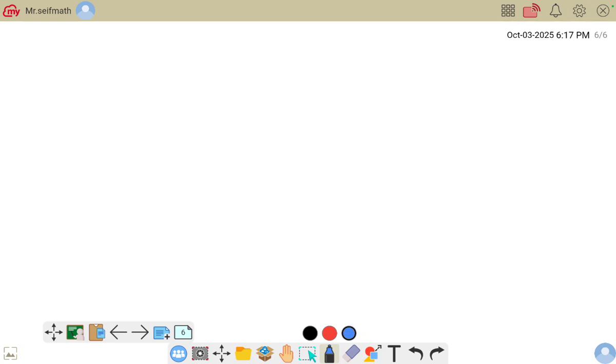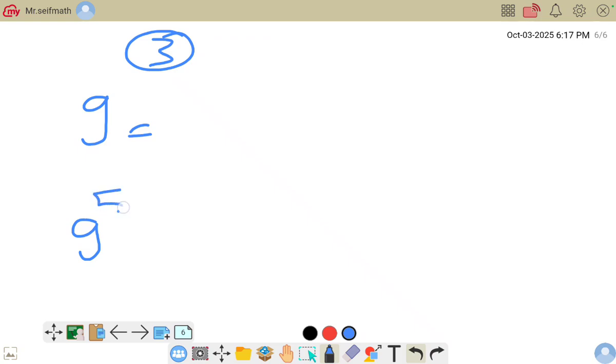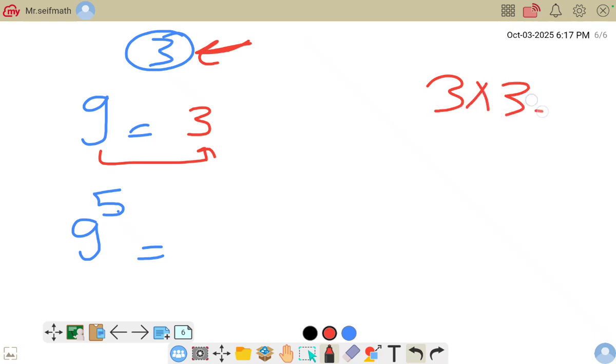Let's take another example here. If I said, for example, 9, okay, and I want to write it as a power of 3, and 9 power 5, for example. Okay, now he wants it as a power of 3, which means let's make the base 3. 3 power what gives you 9? I know that 3 multiply 3 equals 9, so it's 3 power 2.